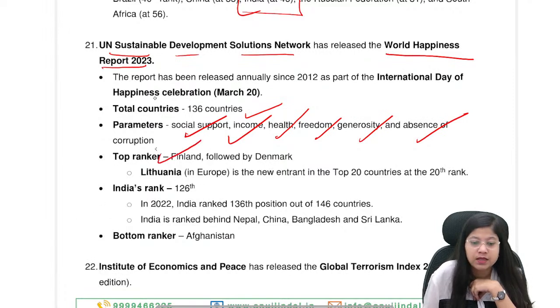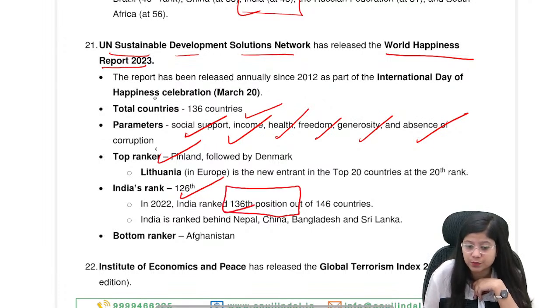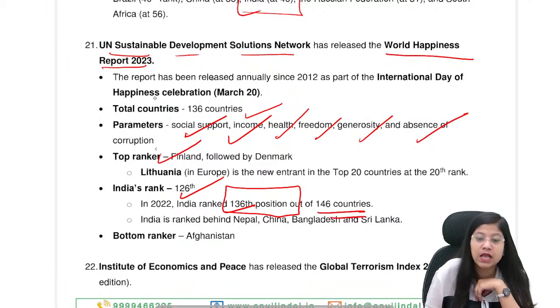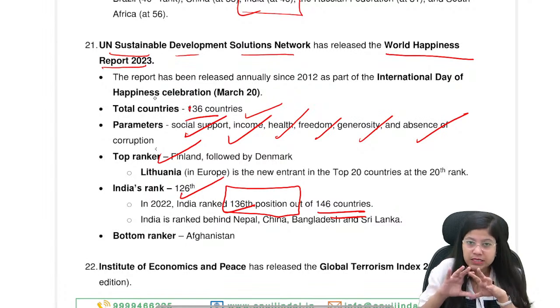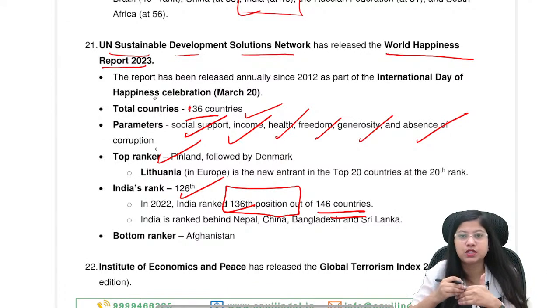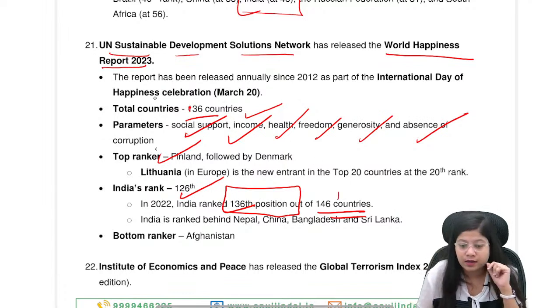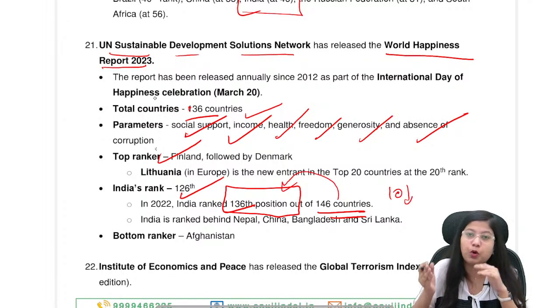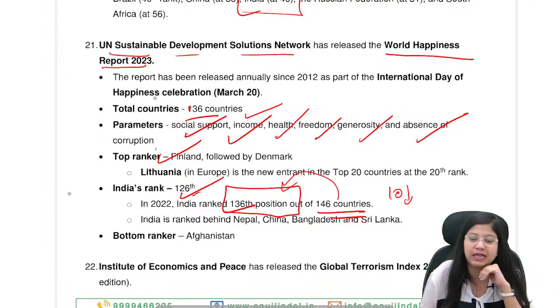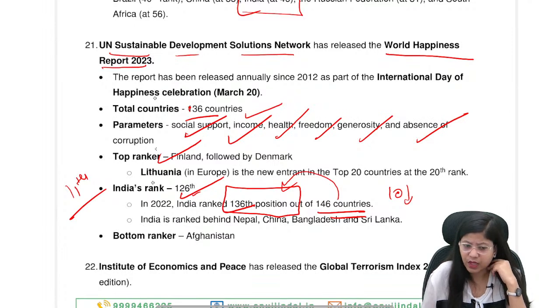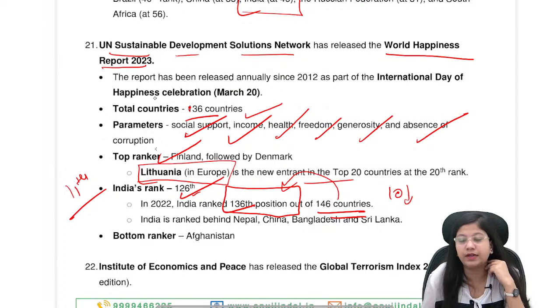Finland is at the top. Then India is at the 126th position. In 2022, India was at the 136th position. But pay attention that last year, the total number of countries was 146. Now it is 136. Although, relatively, the shift in position does not make any difference, because earlier also we were 10 positions down, the bottom 11th. Now also we are the bottom 11th country, at the 126th position. The bottom is Afghanistan. One more thing, Lithuania is the new entrant in the top 20, at the 20th position.